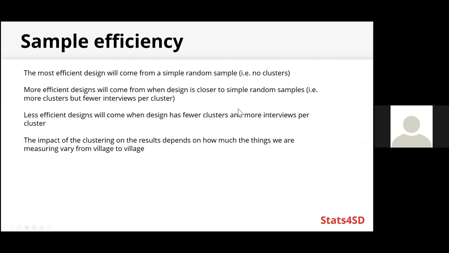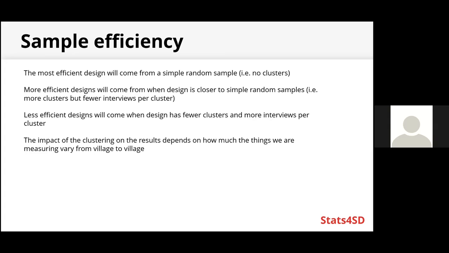So the impact of clustering also depends on how different the results are from place to place. So if something is very consistent in all of our villages, there's no difference in yield averages in our study region from village to village. Its only differences are farmer to farmer and not village to village, then this issue of clustering is not so important at all, because it didn't really introduce anything to the results by having this two-stage sampling process. It didn't matter which villages we picked.